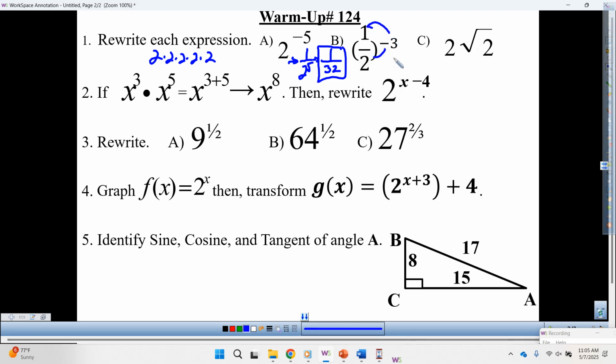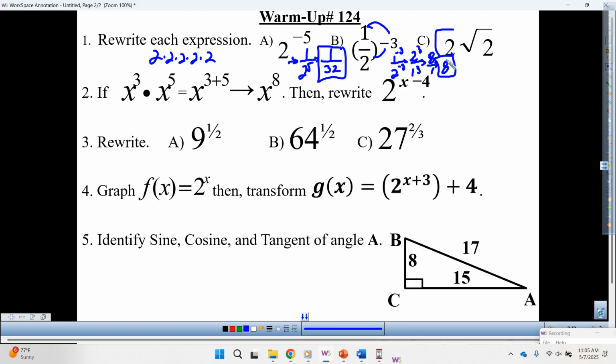1b, distribute the exponent top and bottom. That's 1 to the negative third over 2 to the negative third. Since we can't have negatives, the 2 goes on the numerator, the 1 on the denominator, so this is 2 to the third over 1 to the third, and that is 8 over 1, or just 8.